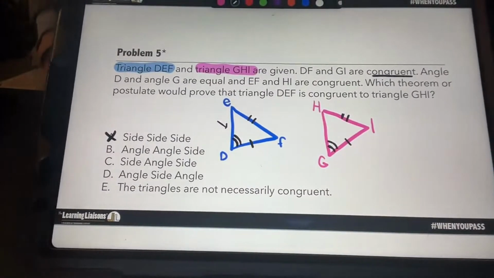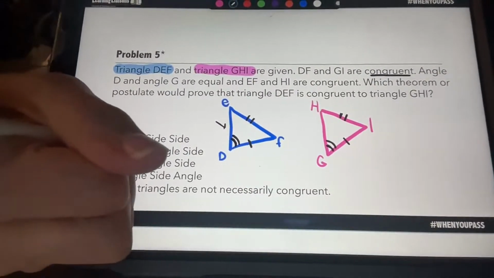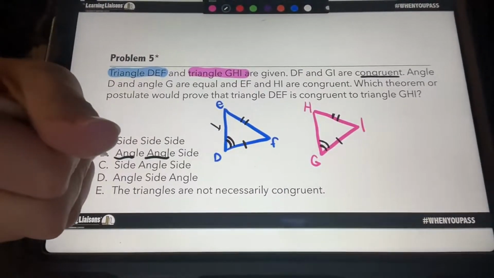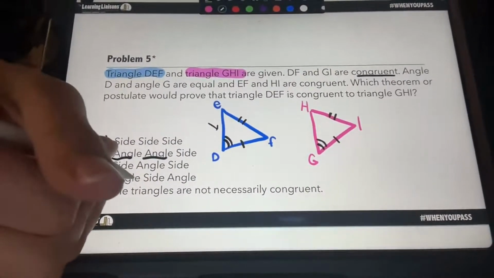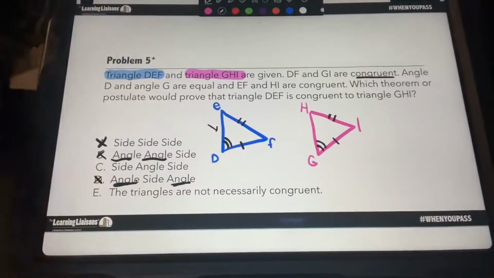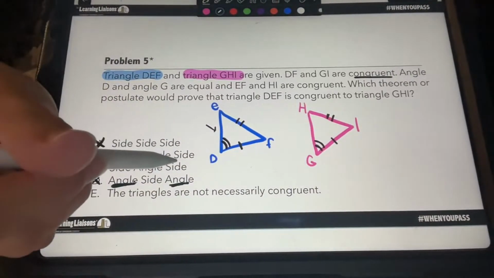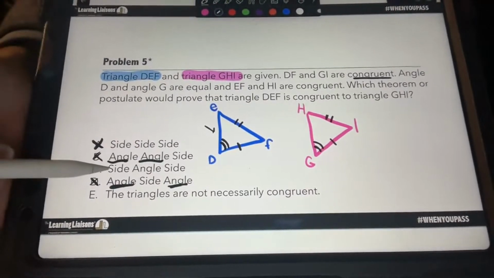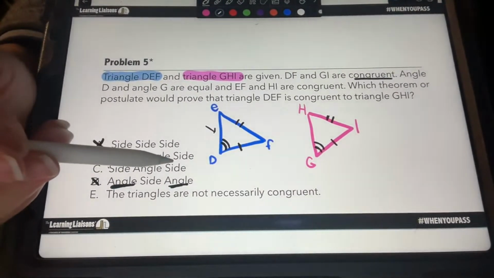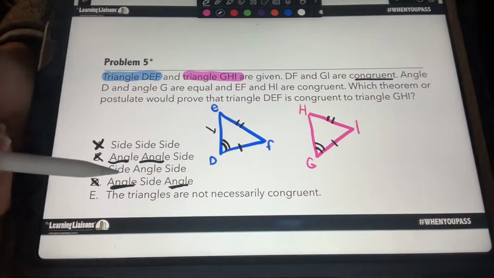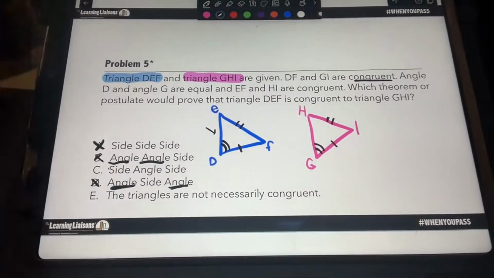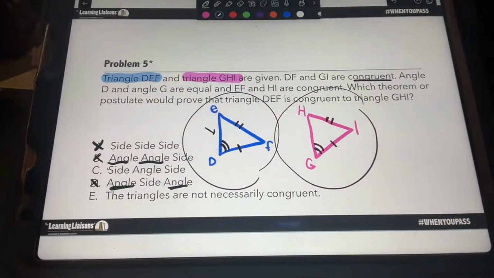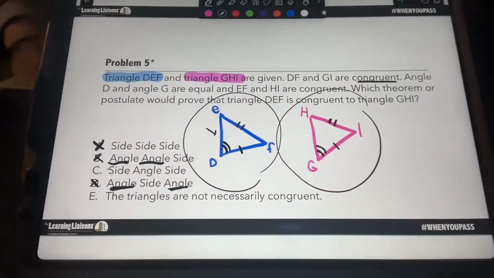Angle, angle, side. Well, I wasn't given two angles. I was given two sides in an angle. So it's not going to be B or D because I was not given two angles. What I was given was two sides in an angle. However, what I want you to notice about this is that it's side, angle, side, and the angle is sandwiched between the two sides. In these images, is the angle sandwiched between the two sides?